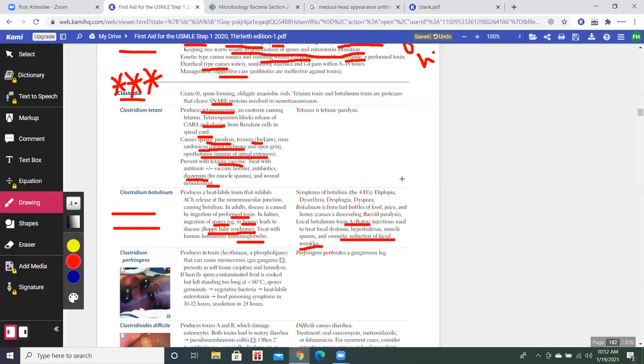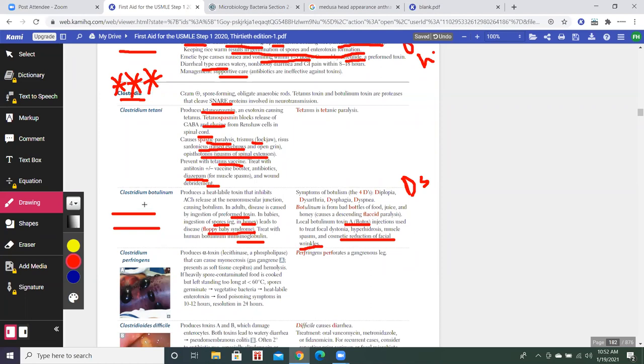The symptoms are very easy to understand. The symptoms are all with Ds: diplopia, dysarthria, dysphagia, and dyspnea. So the patient cannot see, cannot talk, cannot breathe, and cannot eat. Diplopia. So that's that. That is Clostridium botulinum. Are we clear about these two Clostridia?